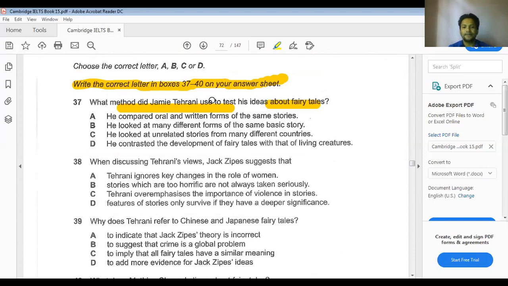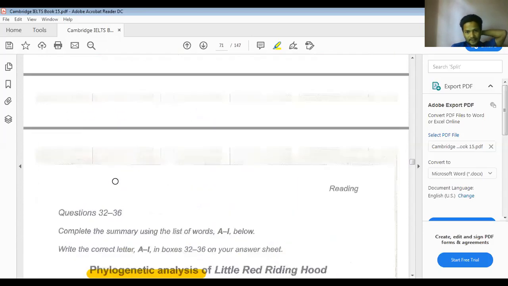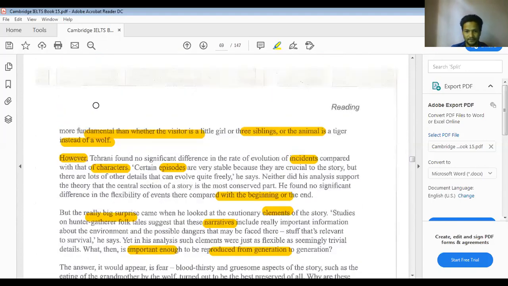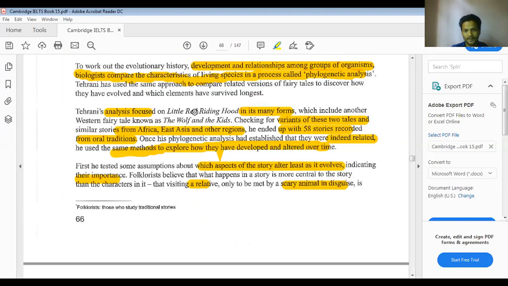What method did Jamie Tehrani use to test his idea about fairy tales? He compared oral and written forms of the same theories. No, he looked at many different forms of the same basic story. Yes, because it was the same story, one from one part, another from another part. Yes, he really compared the same story. Okay, we got the answer here. You can understand better from here.